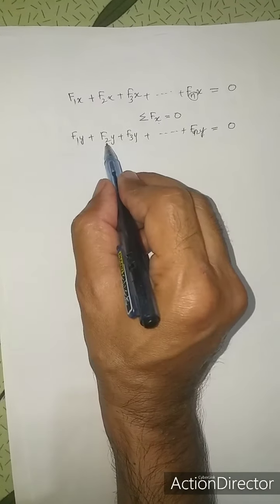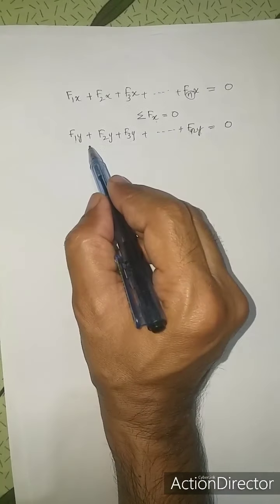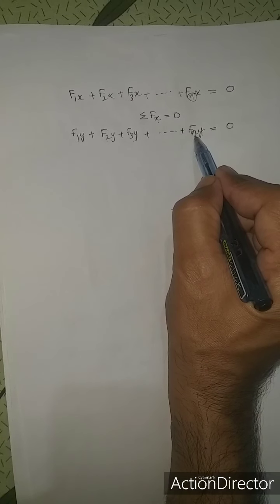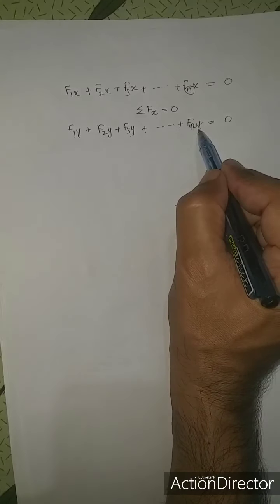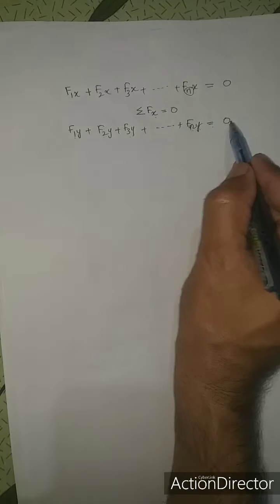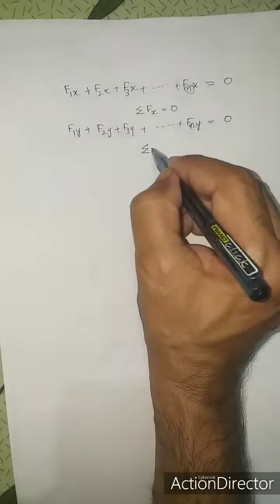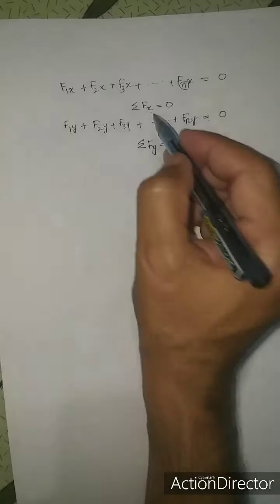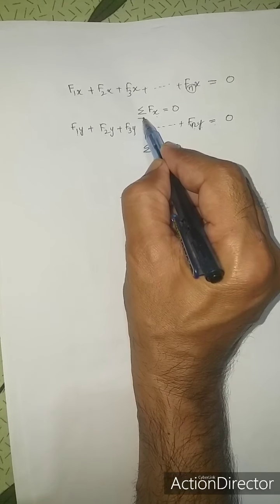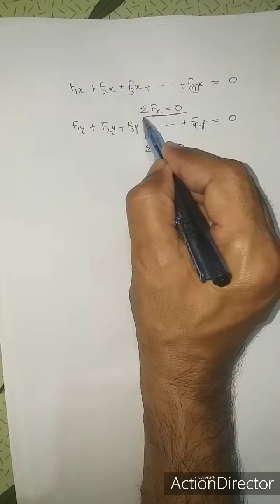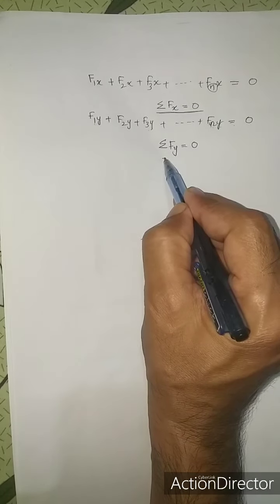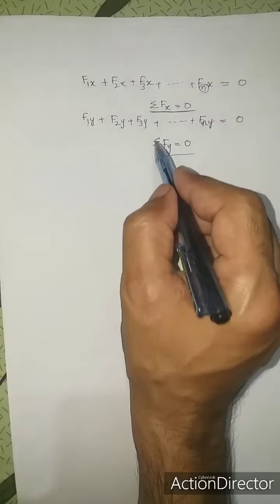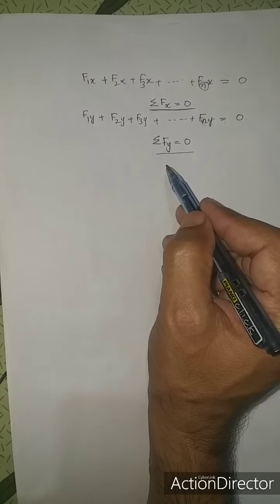So here f1y, f2y, f3y represent the forces acting along the y component, and fn represents the total number of forces acting along the y component. Their sum must be equal to 0. We can write it as sigma fy is equal to 0. So we see here that all the forces acting along the x axis must sum to 0, and all the forces acting along the y axis must sum to 0. This is according to the first condition for equilibrium.